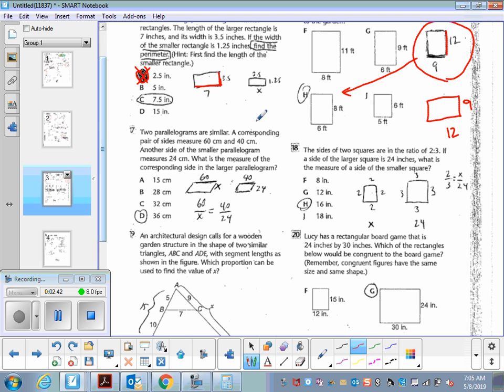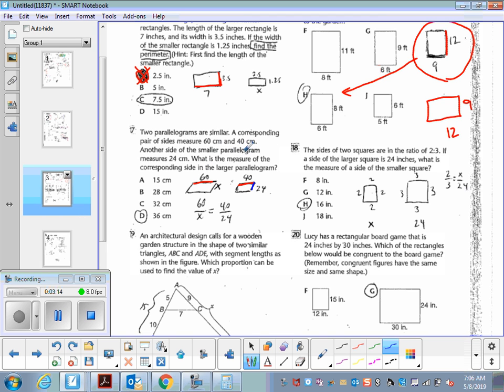All right, now for number 17, we're given that two parallelograms are similar. A corresponding pair of sides here measures 60, and the other corresponding one here is 40. Now it goes on to tell us that another side of the smaller parallelogram, so now I'm on the smaller one, is a 24. So I knew if this was a 24 that had to be the 40, which means this is the corresponding side that's a 60.